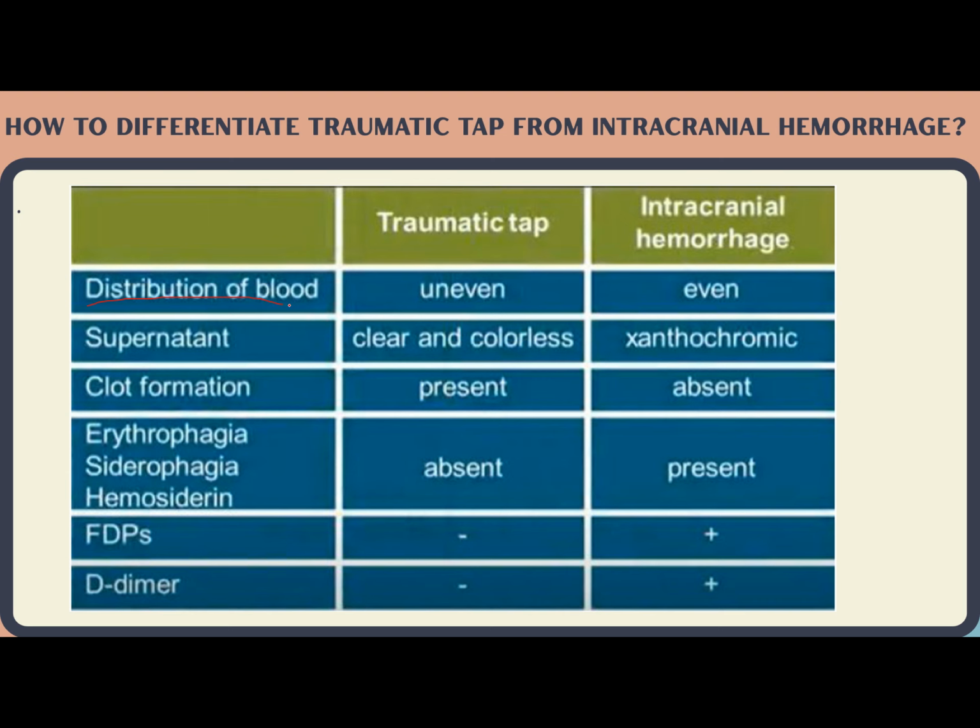For the distribution of blood, class, if it's traumatic tap, it's uneven. When you say distribution of blood, di ba, remember in collecting CSF, you would be collecting tubes 1, 2, and 3. If it's uneven, let's say only tube 1 is bloody, then tube 2 is clear, tube 3 is clear, it's a sign that it's traumatic tap. Uneven distribution of blood. But if tubes 1, 2, and 3 are all bloody, even distribution, class, it's a sign of intracranial hemorrhage. If it's the supernatant naman, class, in traumatic tap, it would be clear and colorless. But if it's intracranial hemorrhage, the supernatant is xanthochromic.